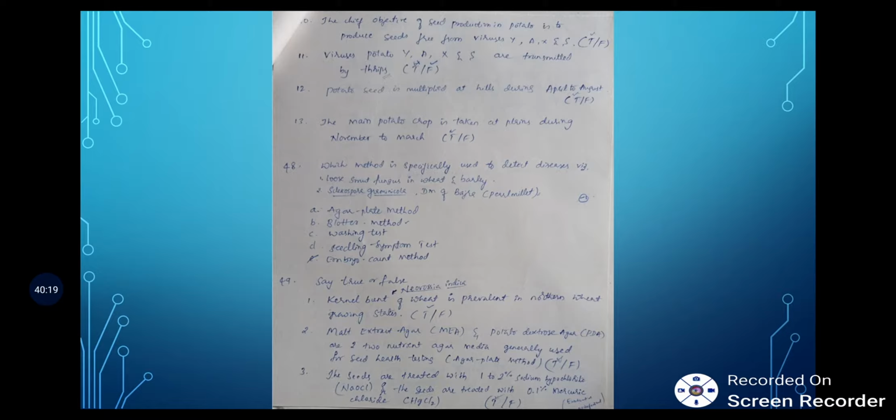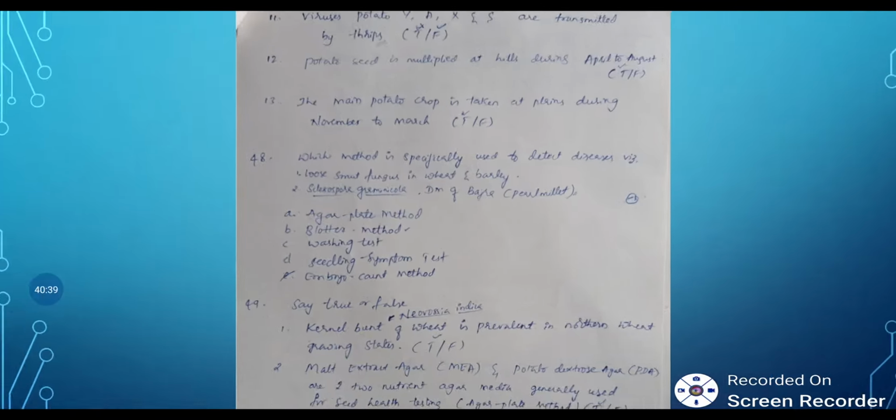Next statement है potato seed is multiplied at hills during April to August. तो ये true statement है. To protect potato seeds from different diseases, it is done like this. The main potato crop is taken at plains during November to March. That is true. Next question की तरफ बढ़ते हैं.